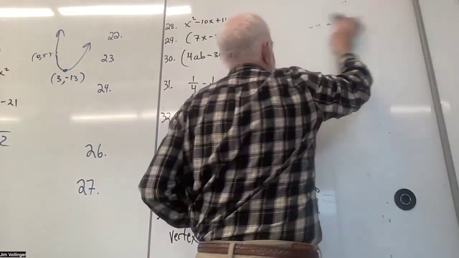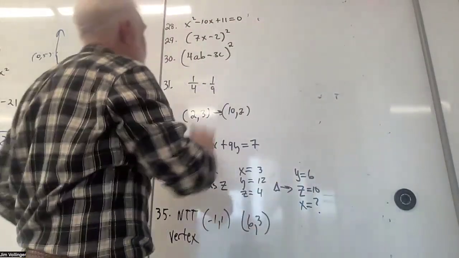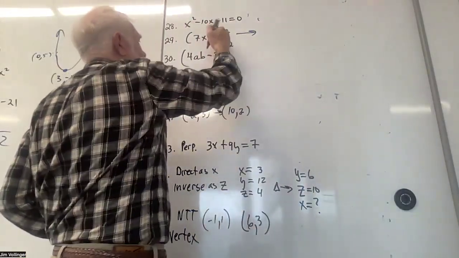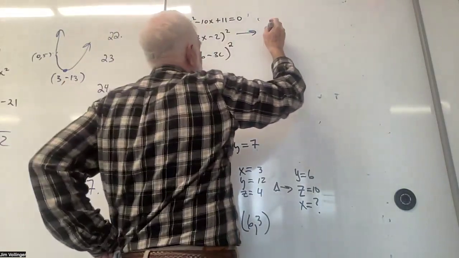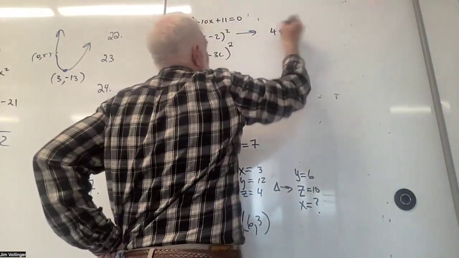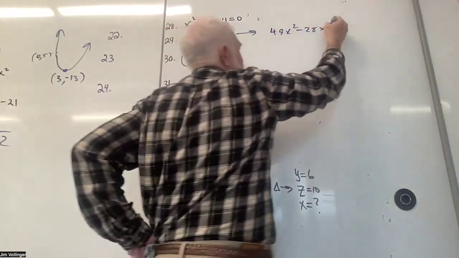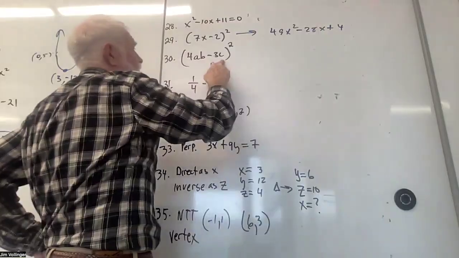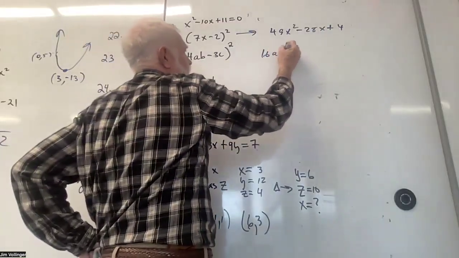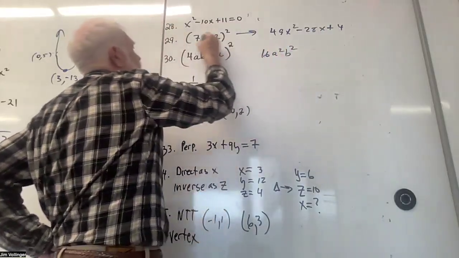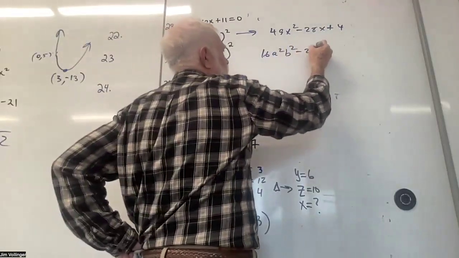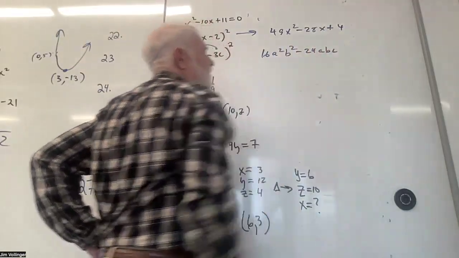All right. Hopefully you didn't make a careless error. Again, binomial squaring. I'm hoping you see 49x squared. I'm hoping you're doubling that, minus 28x. And I hope you're squaring that as 4. Doing it with this problem, I hope you're seeing 16a squared b squared. I'm hoping you're seeing minus 12 becomes minus 24abc.